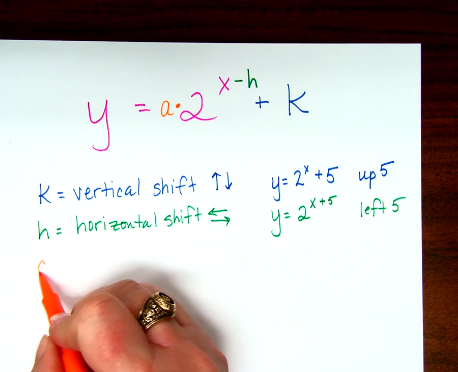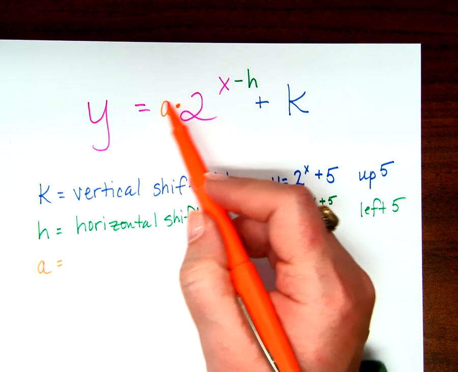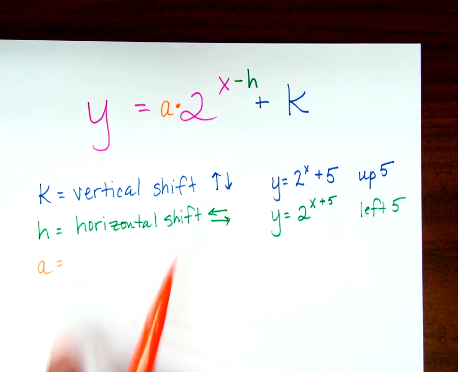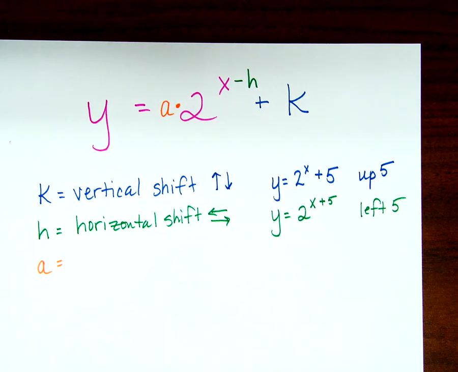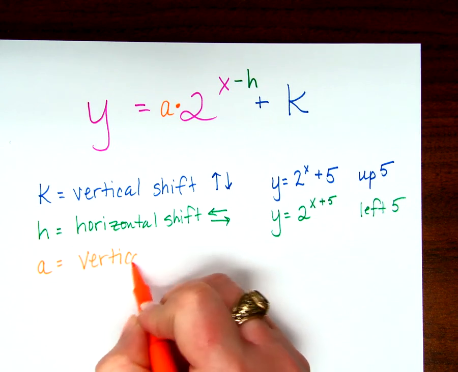So we're talking about a now, right? So is a inside or outside? Outside, right? It's outside because it's not inside the exponent, right? So it's outside. If it's outside, what kind of change does it cause? It is a vertical change. Anytime it's outside, that causes a vertical change, right?